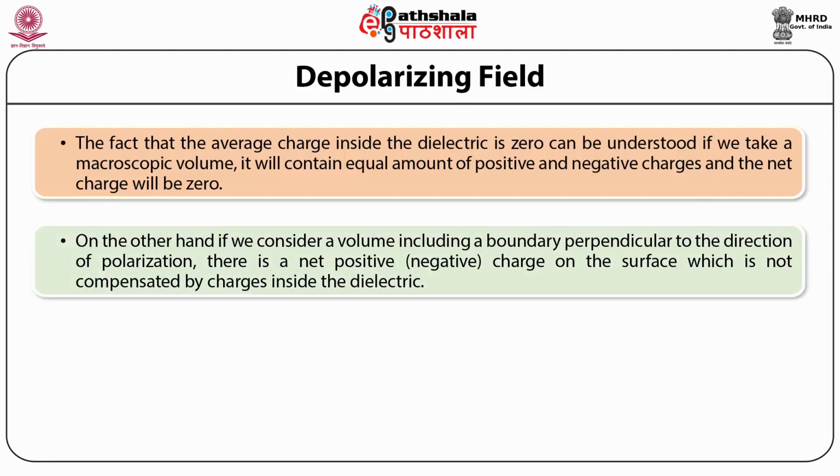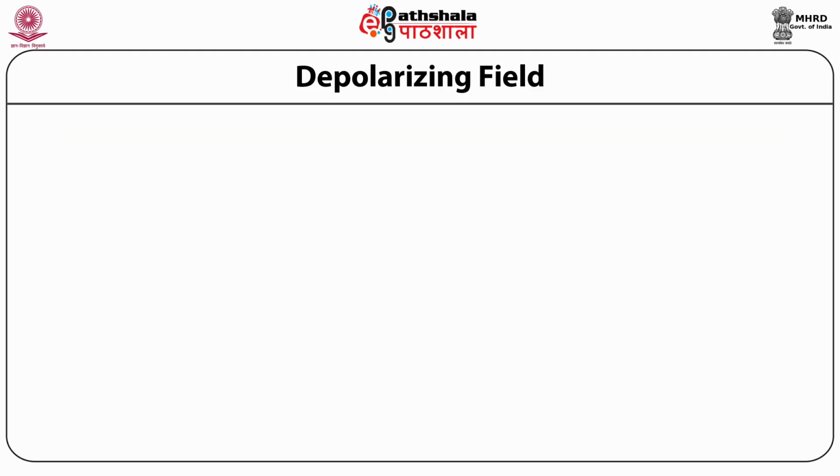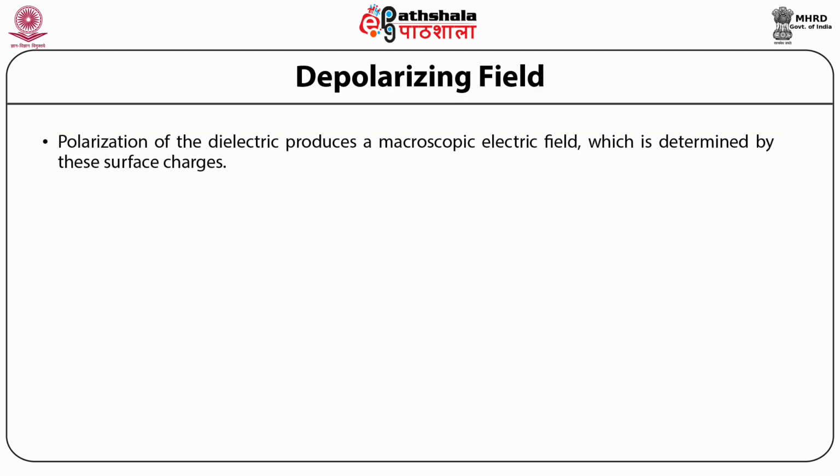On the other hand, if we consider a volume including a boundary perpendicular to the direction of polarization, there is a net positive or negative charge on the surface which is not compensated by charges inside the dielectric. Therefore, the polarization charge appears on the surface of the dielectric. Polarization of the dielectric produces a macroscopic electric field which is determined by these surface charges. This can be seen from the following consideration.